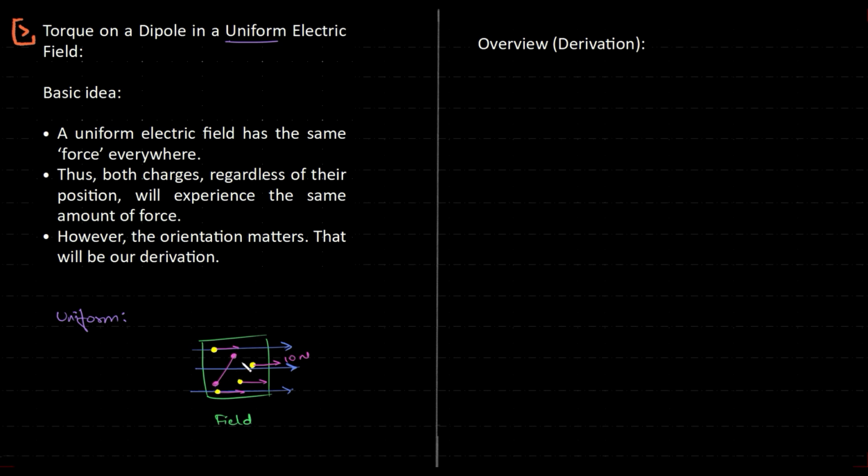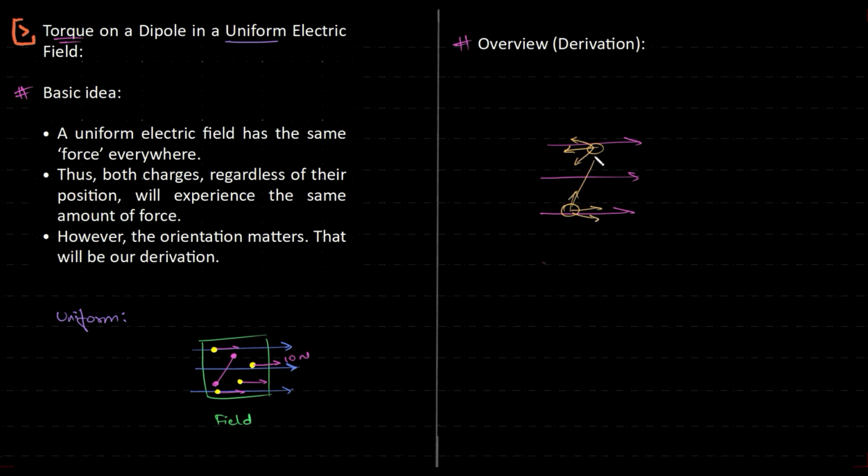The orientation of the dipole results in torque, something to do with rotation. So basically the dipole rotates. Why does it rotate? We are going to see the math. So the overview is that we are going to consider an electrical field which is uniform. We'll consider a dipole. We will draw the free body diagram for this set of forces.